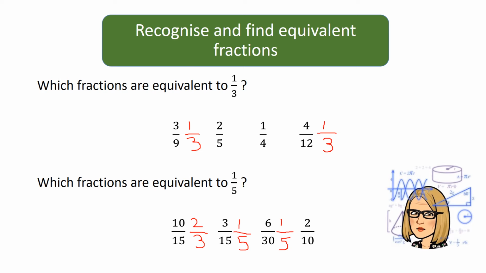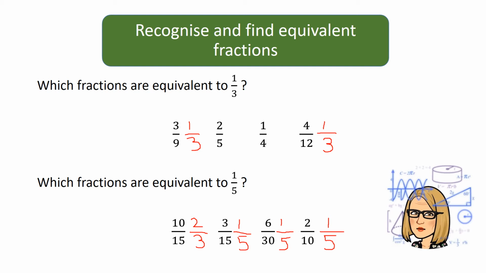And here I've got 2 over 10. 2 and 10 are both in the 2 times table. 2 divided by 2 is 1. 10 divided by 2 is 5. So here I've got 3 fractions that are equivalent to a fifth.